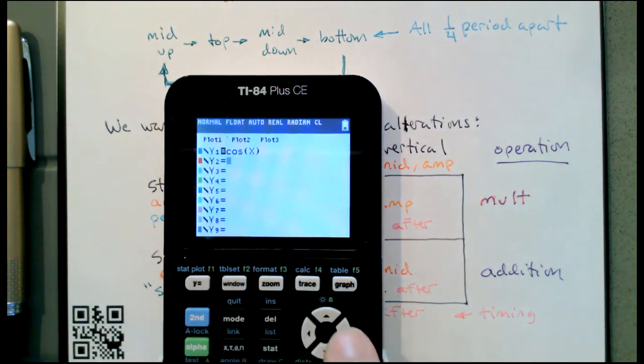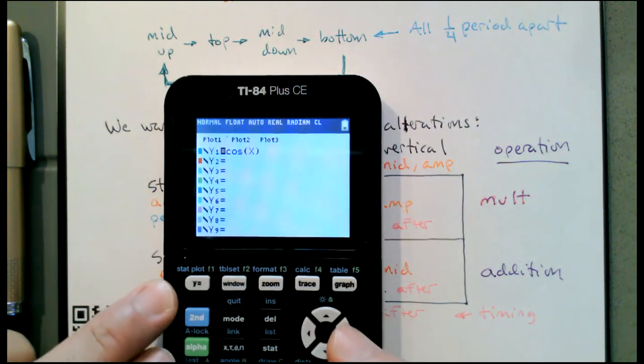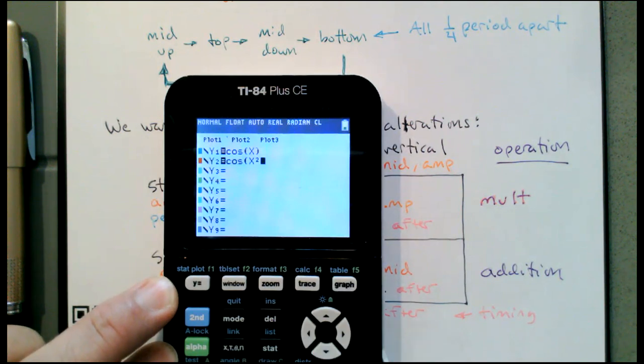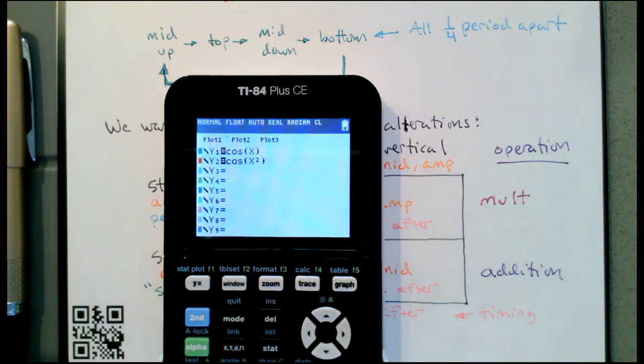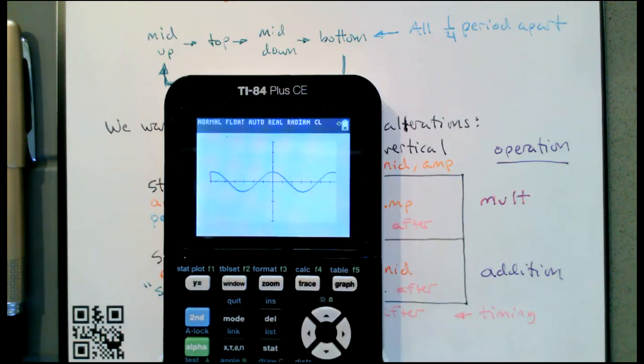But if I look at the graph of, say, the cosine of x and I do this weird operation, I square it. This squaring is happening before the cosine. And we see in the graph a horizontal change. Notice that the amplitude is still 1. The middle is still at 0.